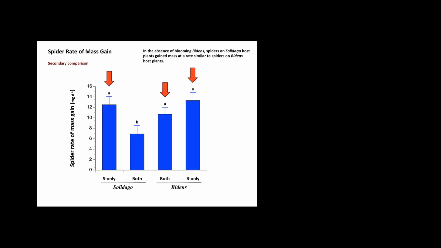Comparing how spiders are doing on Solidago alone versus how they do on Bidens, we see that there is no significant difference in the spider's rate of mass gain amongst these 3. This is evidence for an interaction modification in this system.